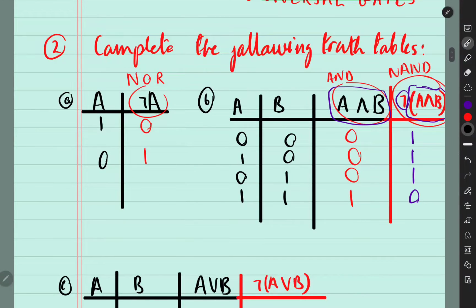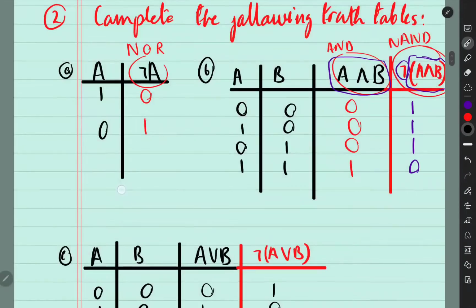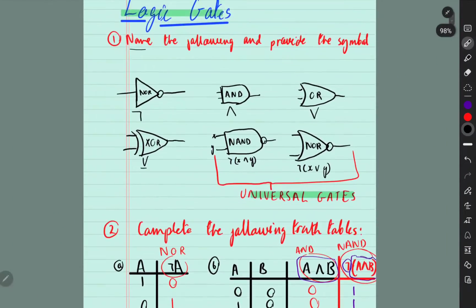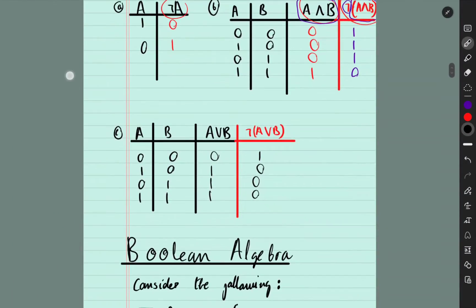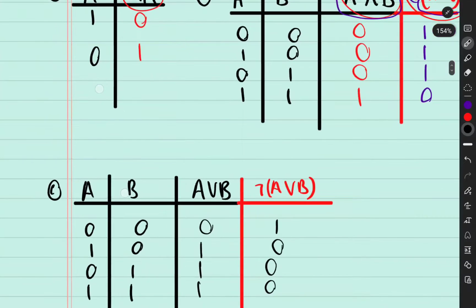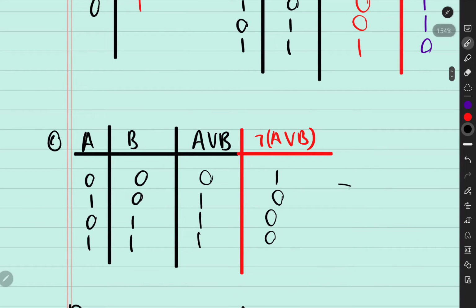Well, if this is false and this is false, or if this is true and this is true, then the output is true. But if one of them is false, or both of them are false, then the output is false, as you can see below. So that's generally how the logic gates work. These can then be combined into different arrangements. So you can have the following of this.